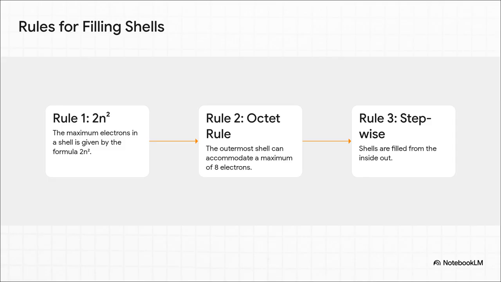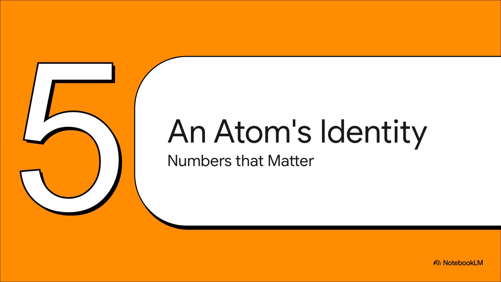Second, the outermost shell wants to have 8 electrons to be stable and happy. This is the famous octet rule. And third, you always fill the shells from the inside out. First K gets filled, then L, then M. Simple as that.